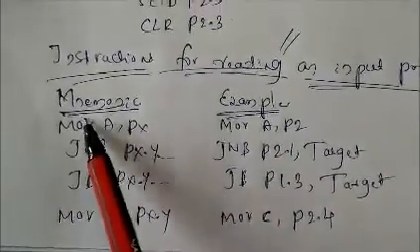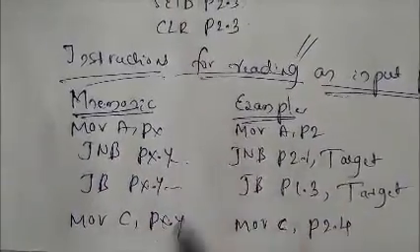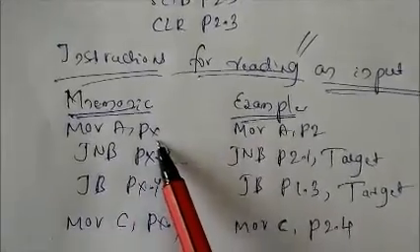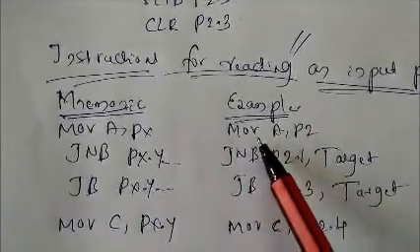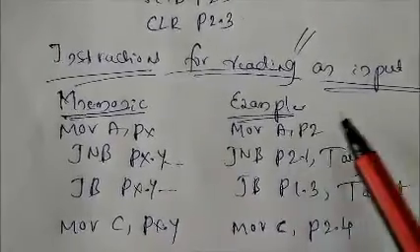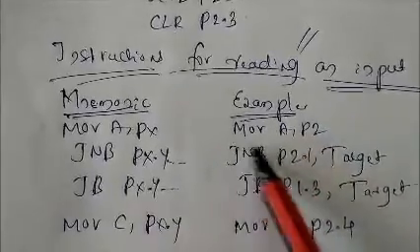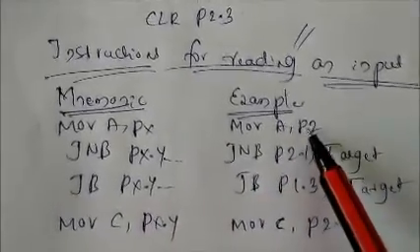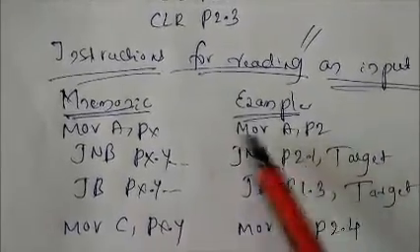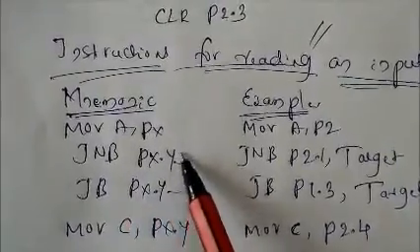So this is the mnemonic. Mnemonic in the sense generally we write some general syntax here. So this is an example. If I write MOV A, Px, for example MOV A, P2, it means whatever the content of P2, I don't know what is there, but I transfer it to the accumulator by using this one. So that means I can read the data of the input port this way. The second one is JNB Px.y.